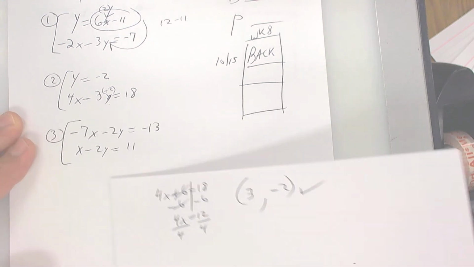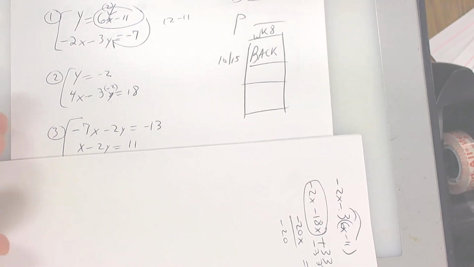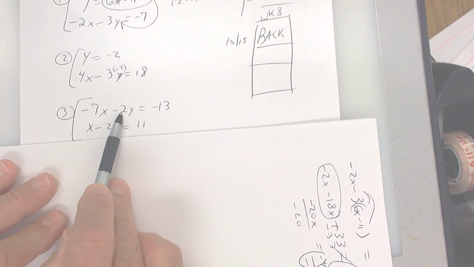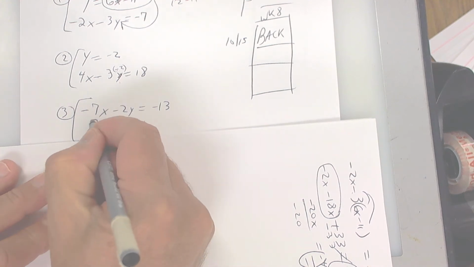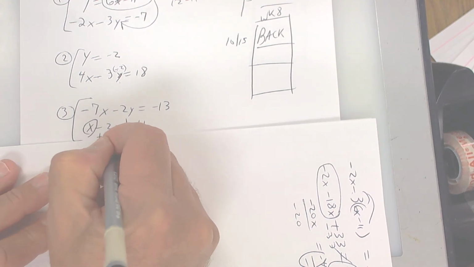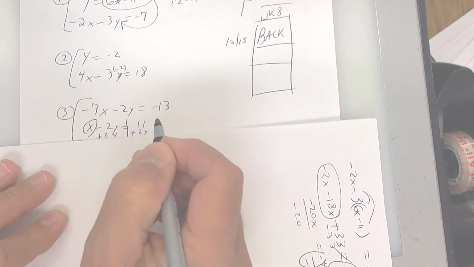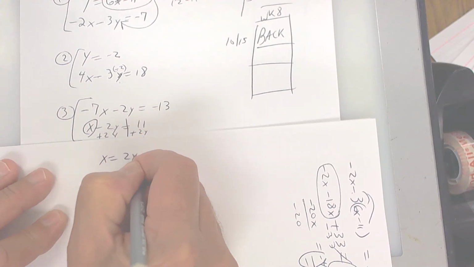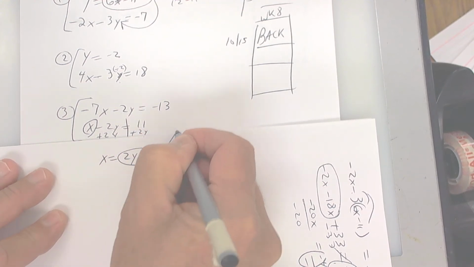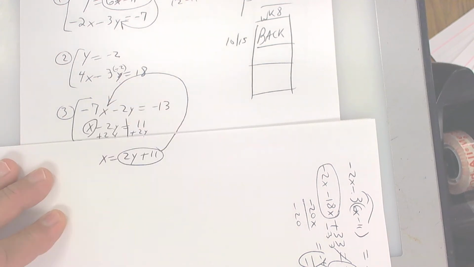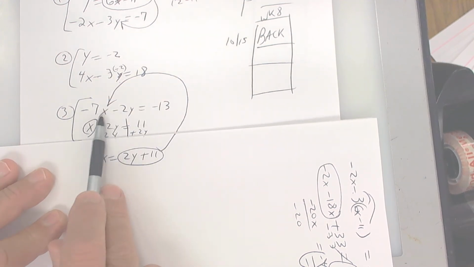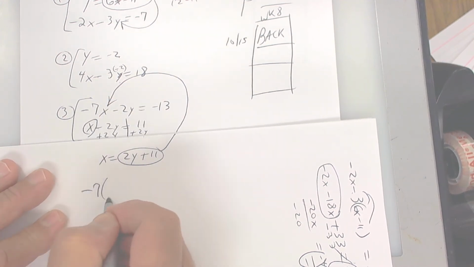Okay, last one's a little harder. This is not a good choice. This is the one you want right here. So what you want to do is add 2y to both sides. Substitute all of this in place of that x. Do not plug it into the same equation. So you're going to get negative 7.